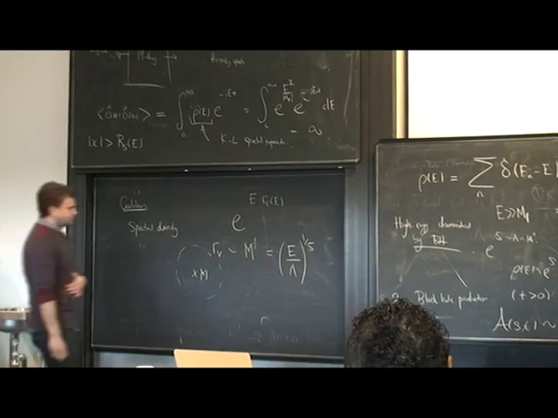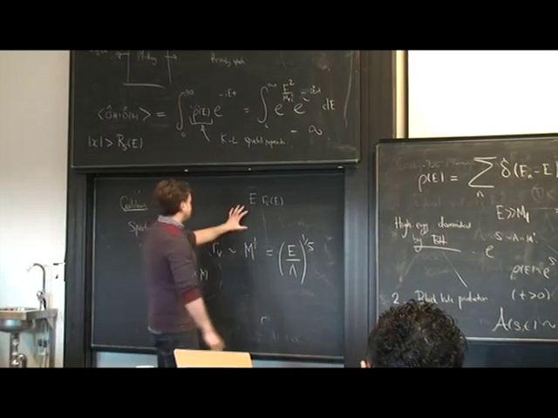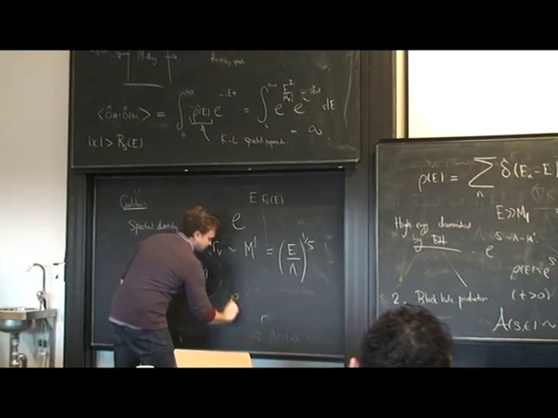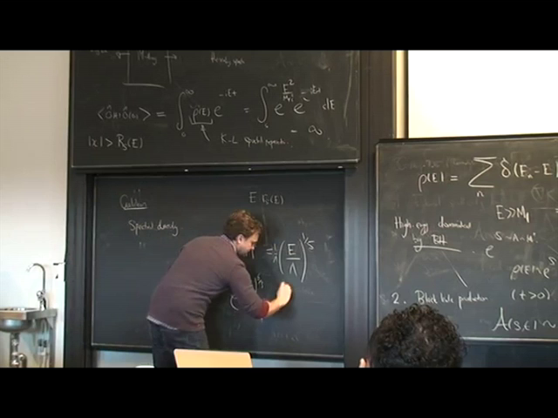So that's the Einstein radius analog of the Schwarzschild radius. And so, to cut a long story short, I'm going to conjecture that the Galileans are gravitational in the sense that their spectral densities scale like e to the (E over lambda)^(6/5), which is basically E times R star.